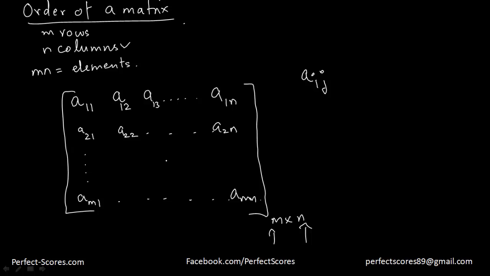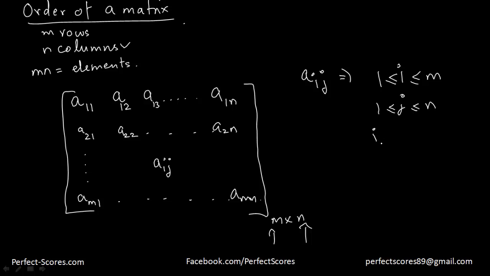Let's suppose this is what I want: the ith row and the jth column. One thing that we have to understand is that this value of i is always going to be greater than or equal to 1, because you cannot have a fraction or a negative number of rows. It will always be greater than or equal to 1, and less than or equal to the total number of rows. Similarly, j has to be greater than or equal to 1, and less than or equal to the total number of columns.